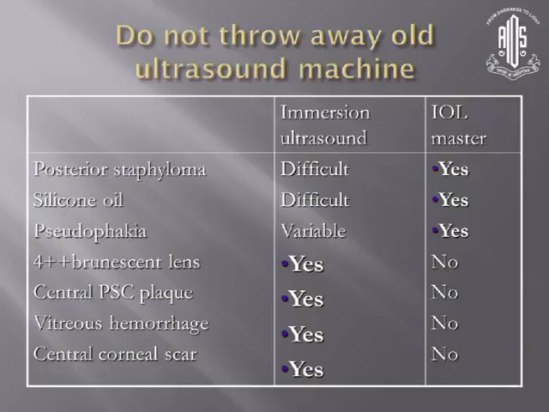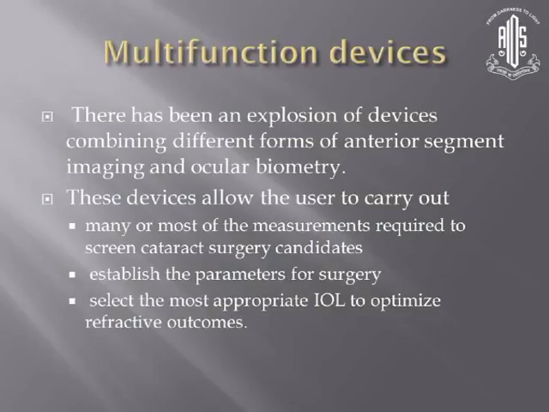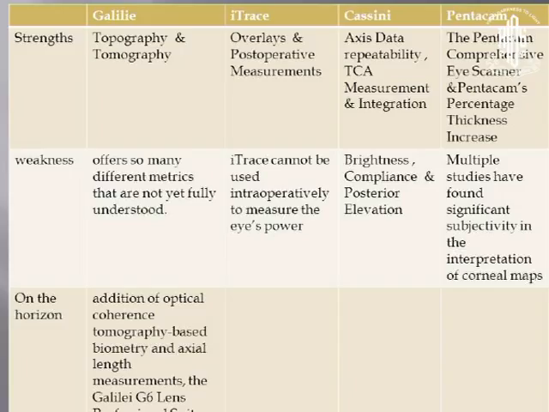These include Brunescent cataracts with a central posterior capsular plaque, vitreous hemorrhage, or a scarred cornea. So this is where your immersion technique is going to save you. There are other things also which are now on the horizon. Various machines like the Aladdin from Topcon, or the AL-Scan or OPD-Scan from Nidek. You have Galilei from Ziemer, and all these are doing multiple measurements and also helping the surgeon to measure and select the IOL. These are the strengths and weaknesses of each of these machines.